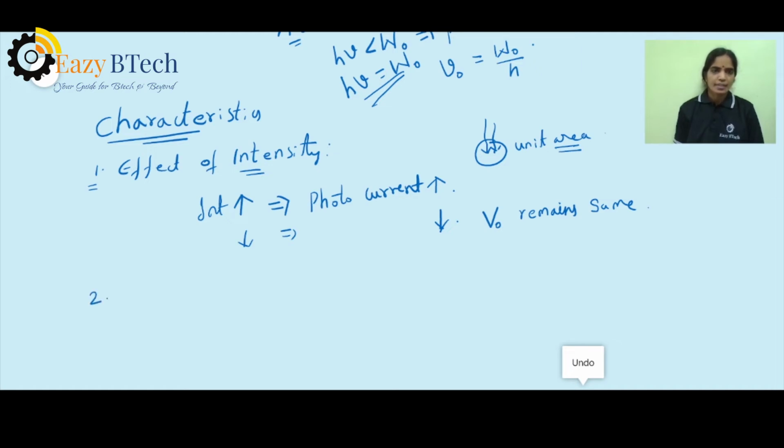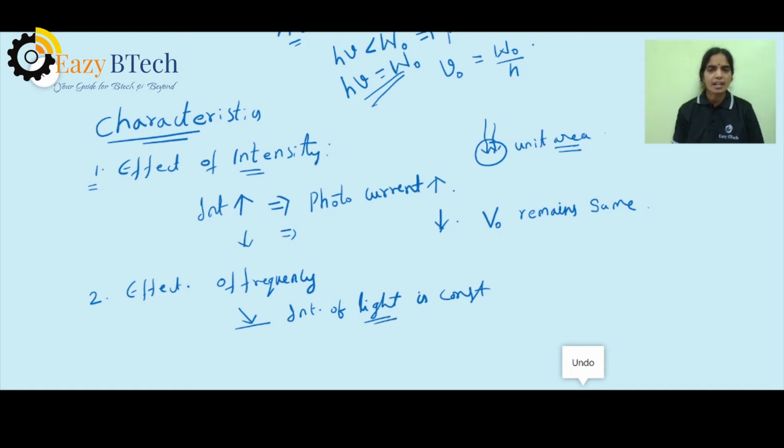Going to the next, this is the effect of frequency. Already we have seen the minimum frequency called the threshold frequency, with the corresponding energy as the threshold energy. Now, if the intensity of the incident light on the metal surface is fixed, constant, and at this constant light intensity you increase the frequency, then there will be no change in photocurrent. My photocurrent remains constant.